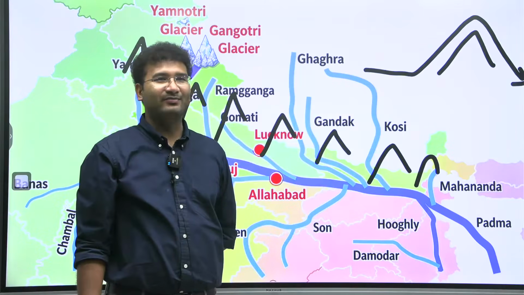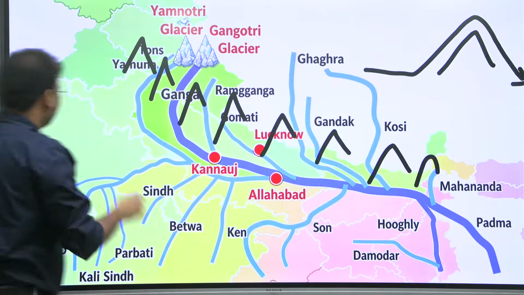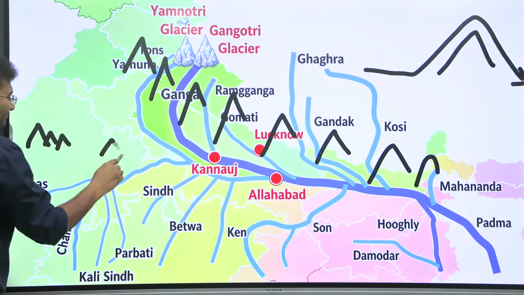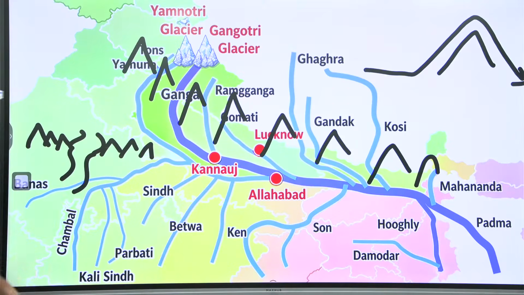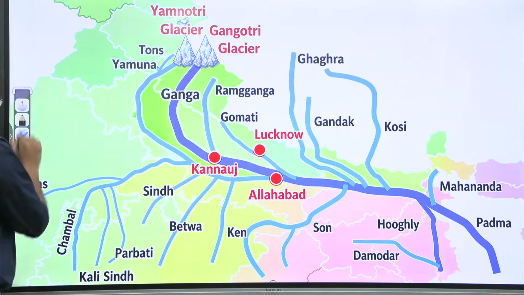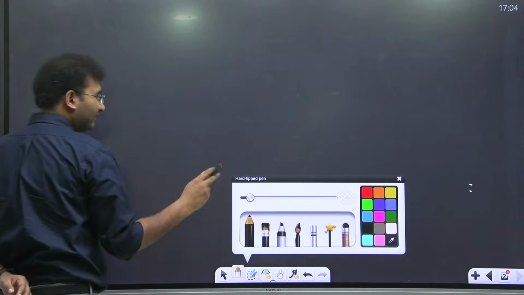It doesn't climb. It actually, if you see this in a cross-sectional view, this river cuts the mountains and comes. It will be like this. See, antecedent means a river that flows against the slope.